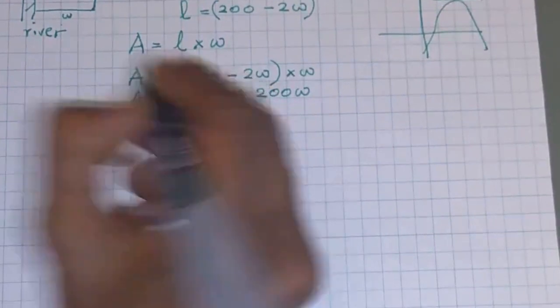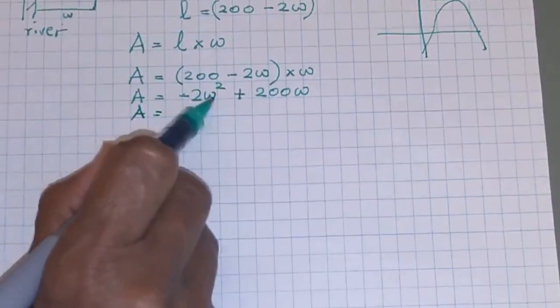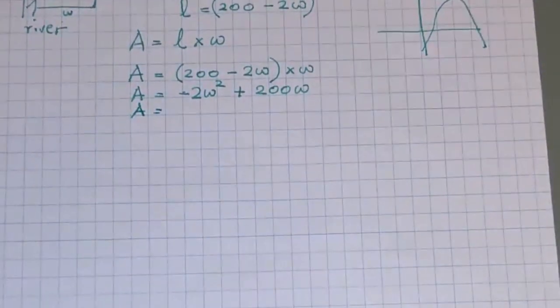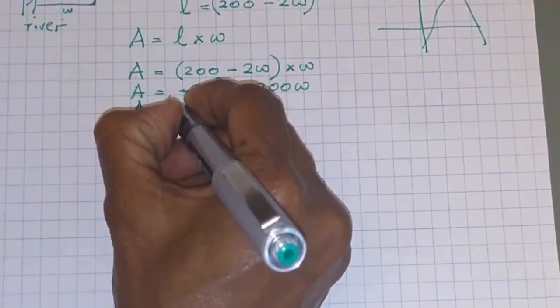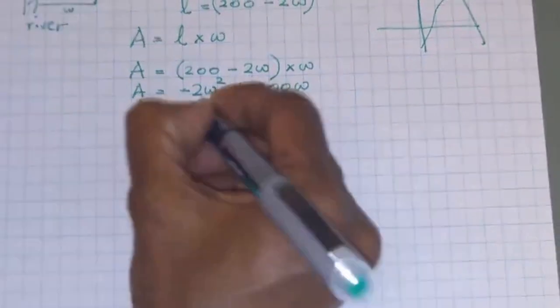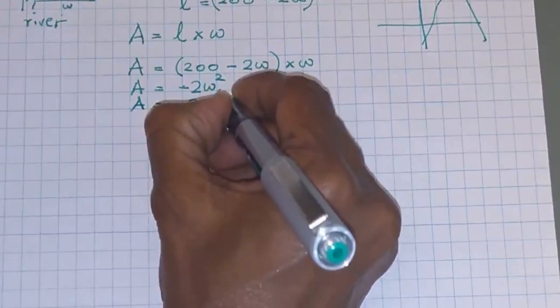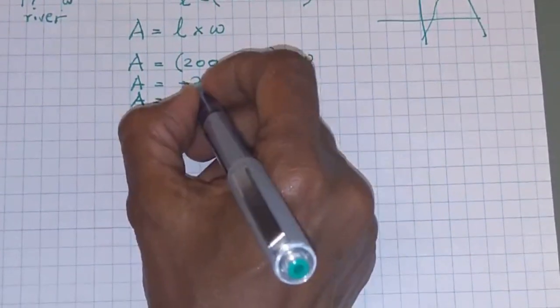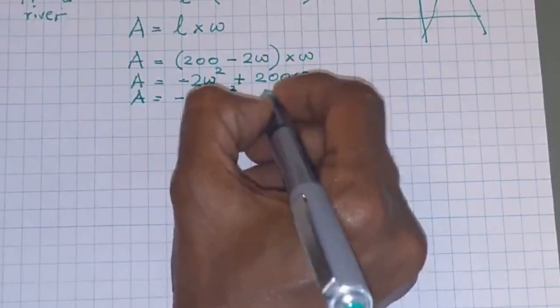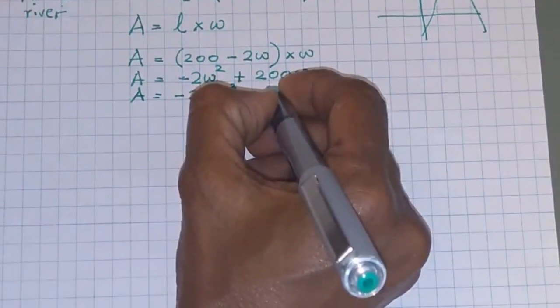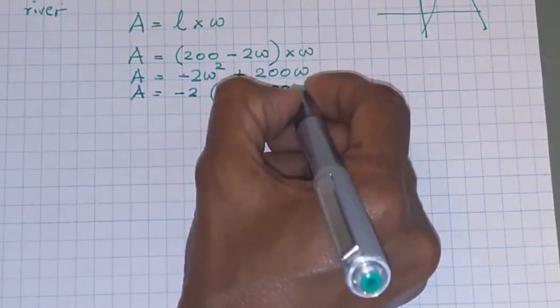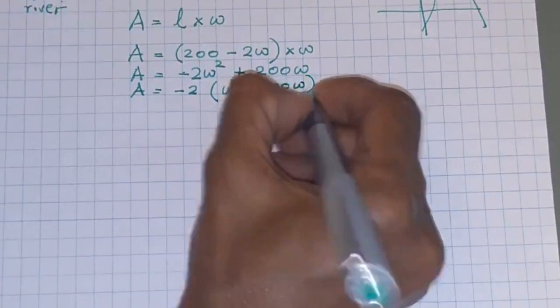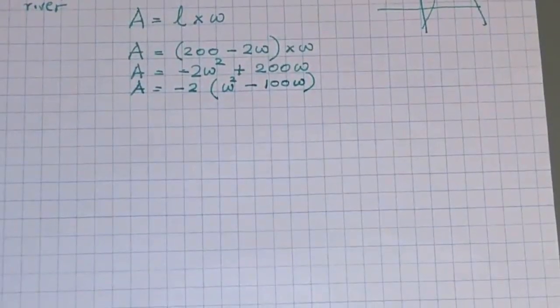So A is going to be equal to, since I have a coefficient in front of the squared term, I have to factor that out. So I'm going to factor out negative 2, and let's see what's left in the bracket. It's going to be W squared, minus 100W, because I'm dividing 200 by negative 2. So that's going to be inside the bracket.